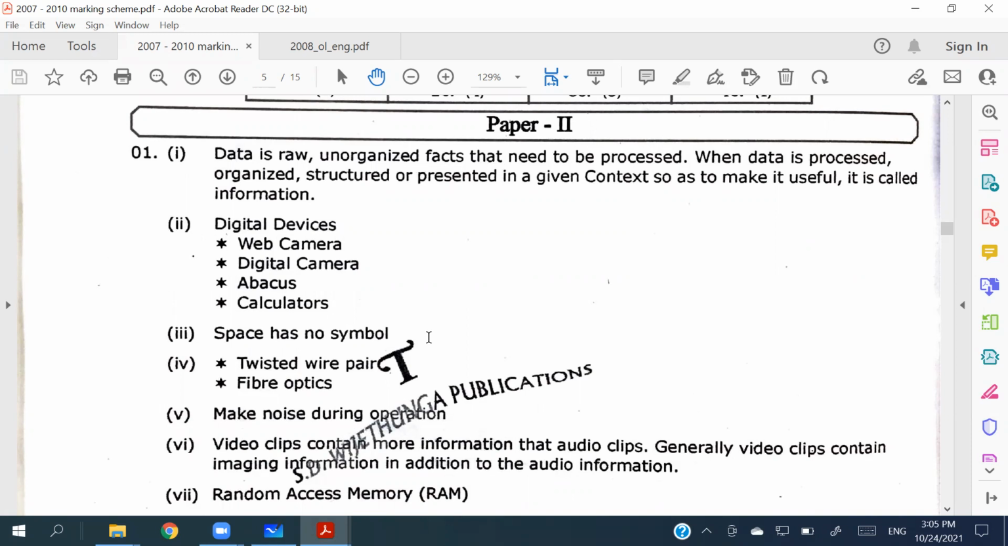So you have to define the data as well as the information. You should say that data is something which has no meaning and is unorganized, and it needs to be processed. Information is obtained after processing the data in a meaningful manner. So it can be organized, structured, and then presented as well. Any explanation which gives that idea, you can collect 2 marks for that.